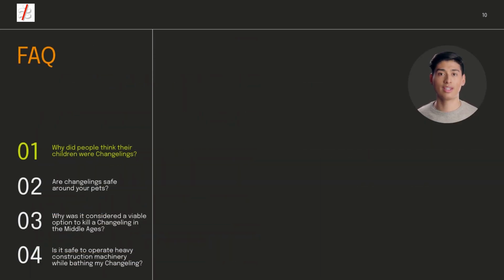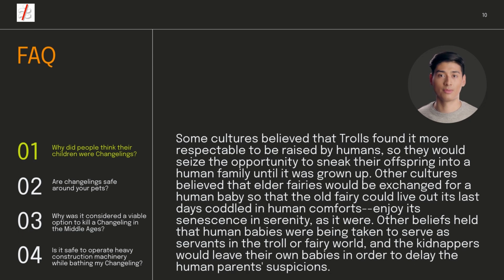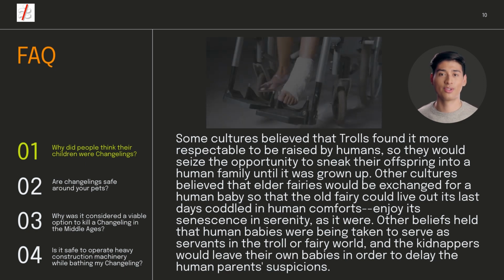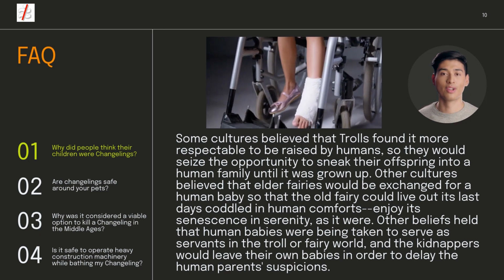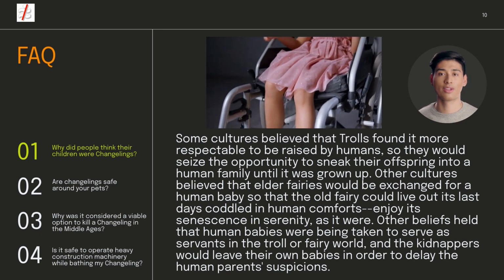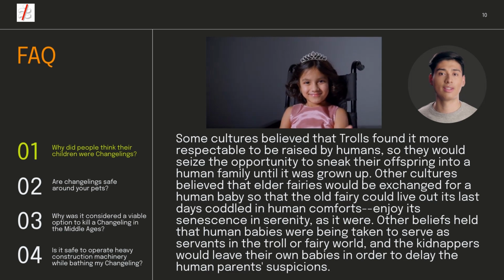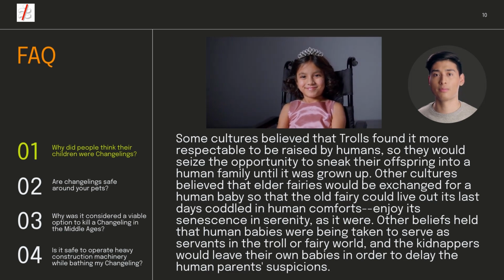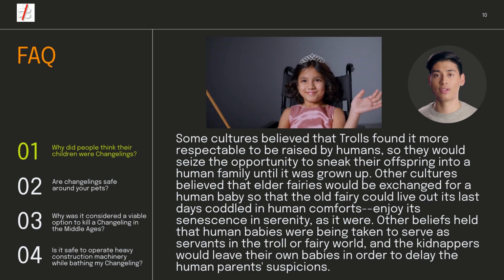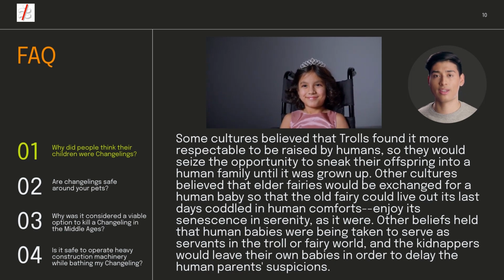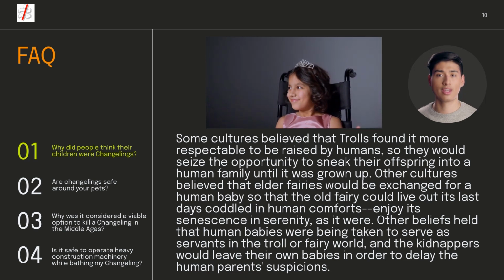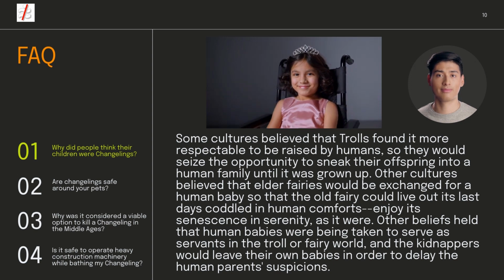Why did people think their children were changelings? Some cultures believe that trolls found it more respectable to be raised by humans, so they would seize the opportunity to sneak their offspring into a human family until it was grown up. Other cultures believe that elder fairies would be exchanged for a human baby, so that the old fairy could live out its last days coddled in human comforts, enjoy its senescence and serenity, as it were. Other beliefs held that human babies were being taken to serve as servants in the troll or fairy world, and the kidnappers would leave their own babies in order to delay the human parents' suspicions.